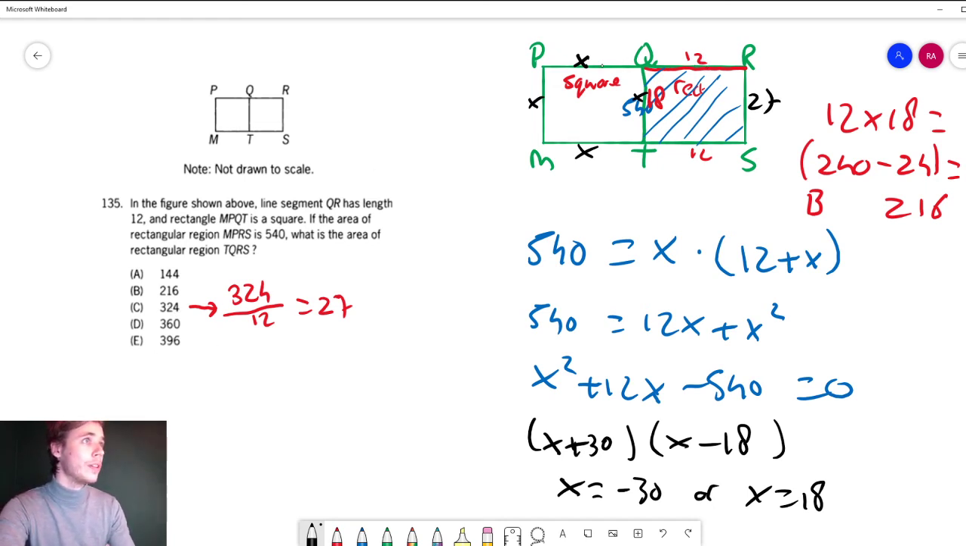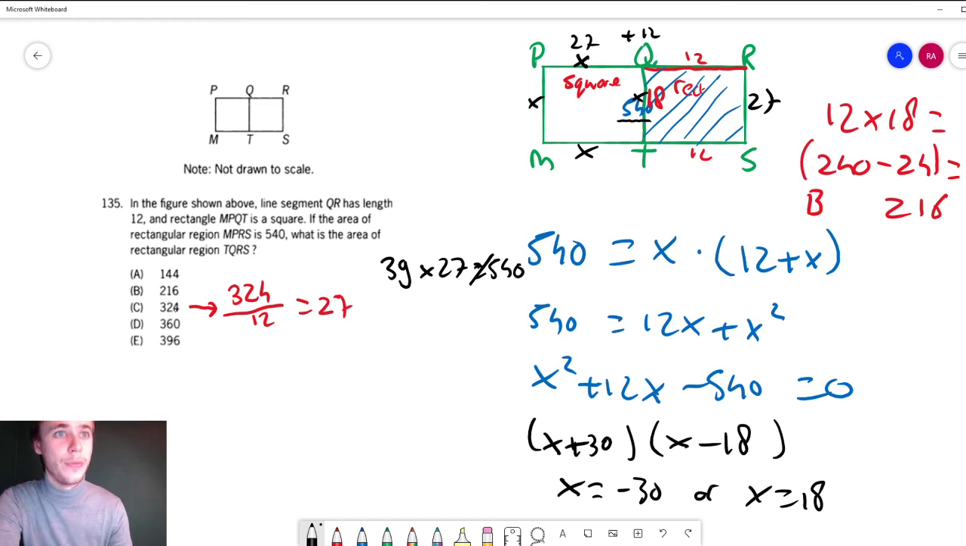And then because this one is also 27, the total area must be 540. So that means 27 plus 12 is 39, times 27 must be 540, which is of course never the case, way too big. So 324 is way too big, so we can cancel that one out. So we're going to go to A or to B. Now, we only have to check one, because if that one is working, it's the correct one. If it's not working, it must be the other.